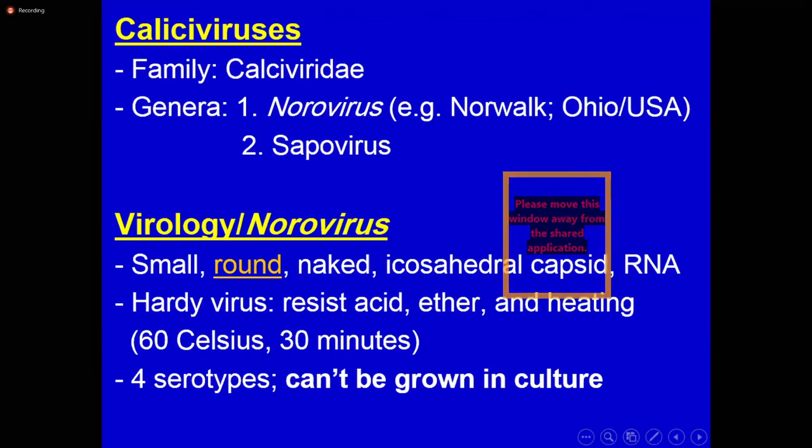Now, noroviruses are small, rounded, naked, icosahedral, RNA, hard viruses, resistant to acid, ether, and heating. These viruses can resist 60 degrees centigrade for 30 minutes. Sometimes someone tells you let's boil it or use acid. This is a hard virus. Four serotypes, cannot be grown in culture, as we mentioned.